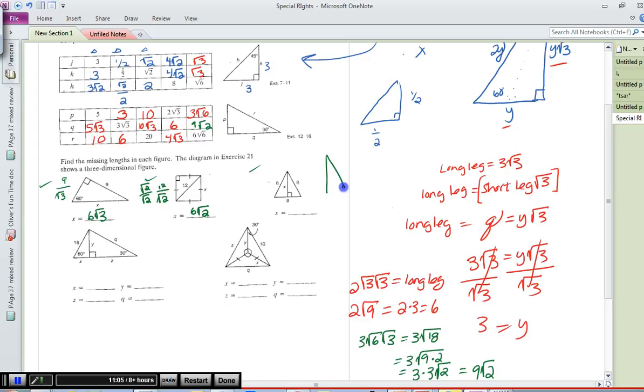I have a 30, 60, 90 triangle, short side, long leg, 4 square root 3. I have a 30, 60, 90 with a short side of 9. There's x, a y, which is a long leg in that triangle, so there's 9 square root 3. A q that is double y, 18 square root 3. And a z that is different from y by a factor of square root 3. So 9 times square root 3 times square root 3 is 9 times square root 9. 9 times 3 is 27.